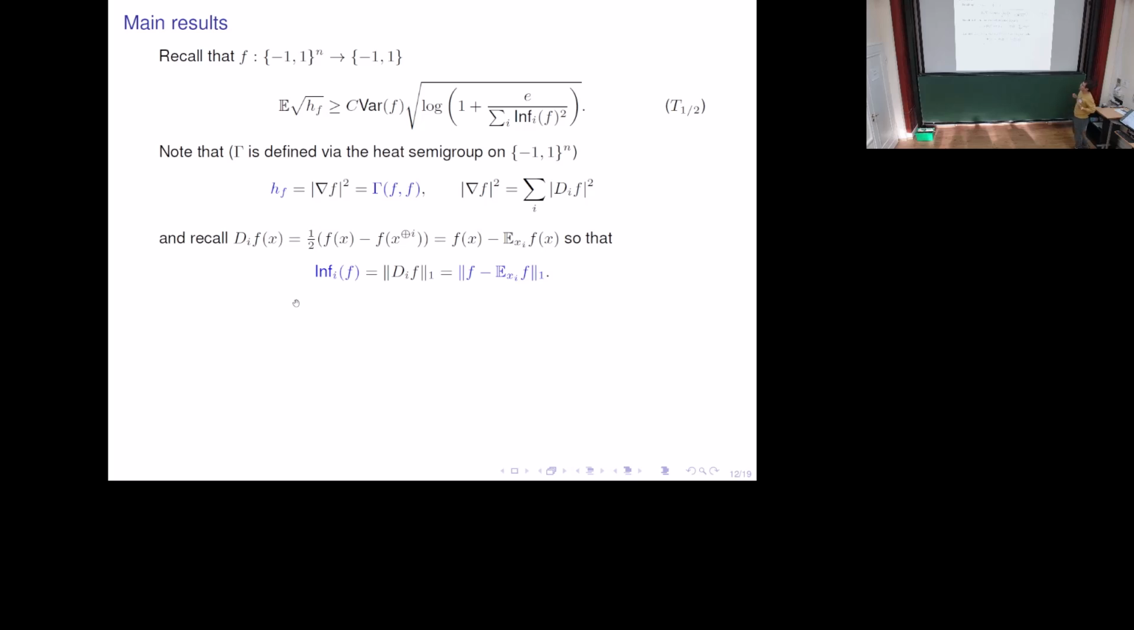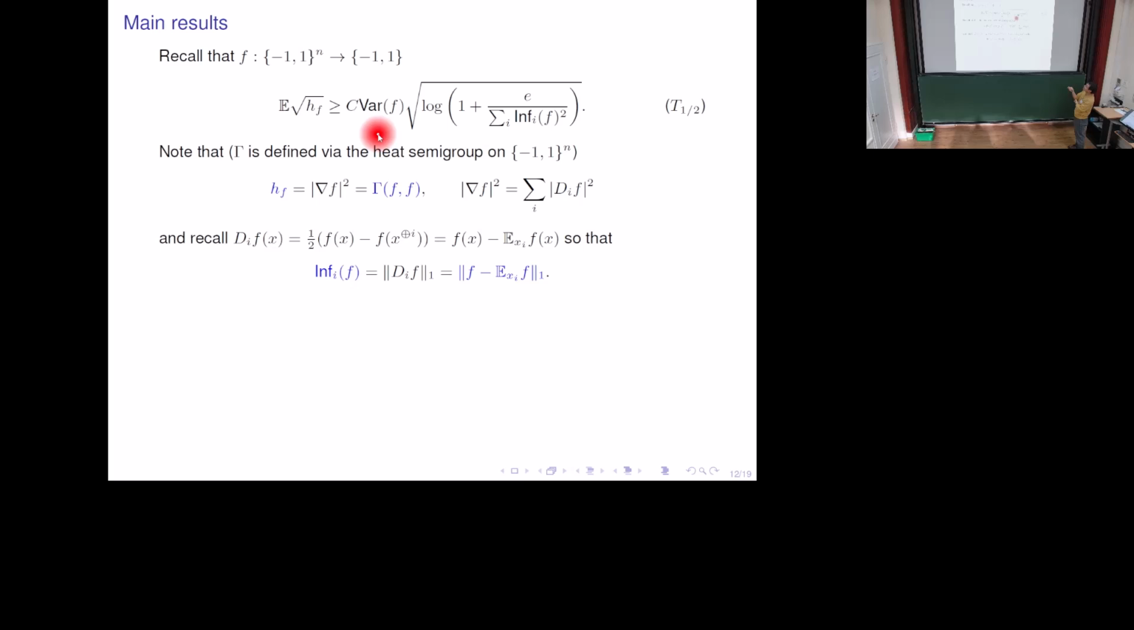So actually, our main results, which I will state in the following, have two parts. One for the semigroup that is nice, one for the semigroup that is not nice, which is often the case for discrete spaces. But before stating the result, let me recall this inequality T1/2 again, because we want to prove something like this for more general spaces. But how do you define these three quantities? The variance, the sensitivity, and the influence.